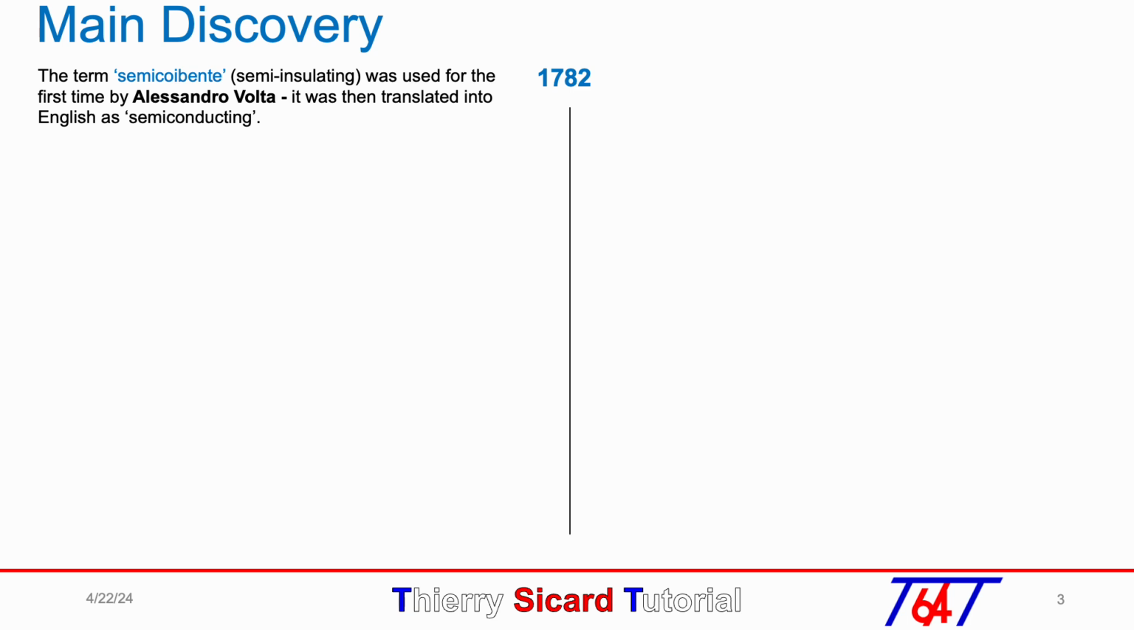But the term semi-insulating used by Volta is closer to the reality because the pure silicon at room temperature is an insulator. The pure silicon needs to be doped to be able to conduct electricity.